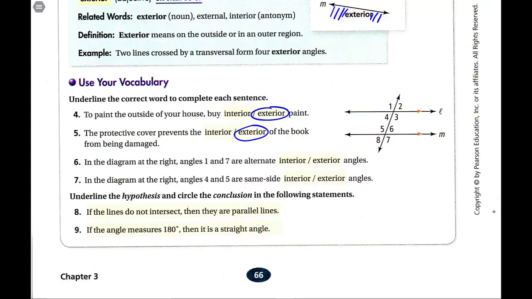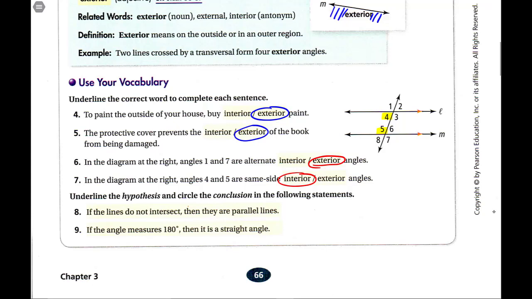In the diagram at the right, angles 1 and 7 are alternate interior or exterior angles. Well, we can see that both of those angles are on the outside of the parallel lines, so they are exterior angles. In the diagram, angles 4 and 5 are same side interior or exterior angles. Because both angles lie inside the parallel lines, they are interior angles.